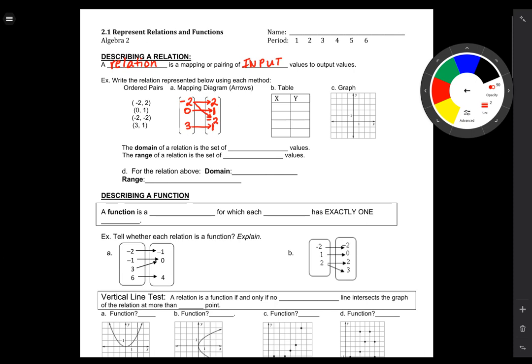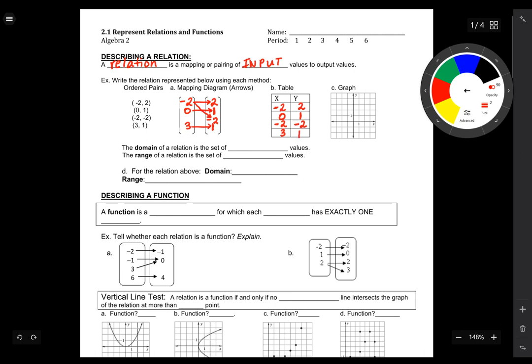The third method is a table, which a lot of you are familiar with when you learned it in Algebra 1. So for the x values, you put the x coordinate of your point. So you put -2, 0. You could put -2 again because each value does go in the table, and then 3. For your y values, -2's y value was +2, 0's y value was 1, -2, and 1.